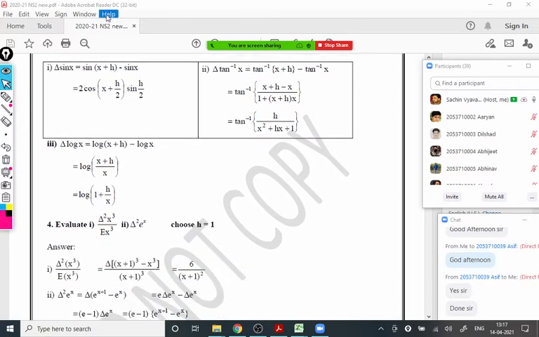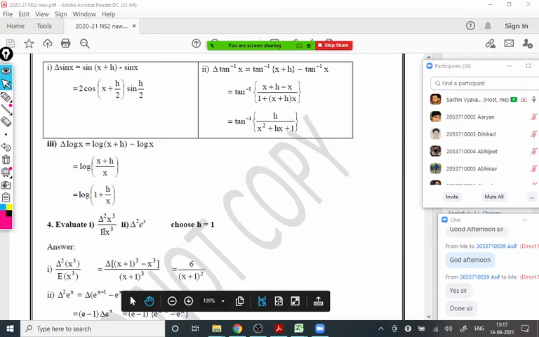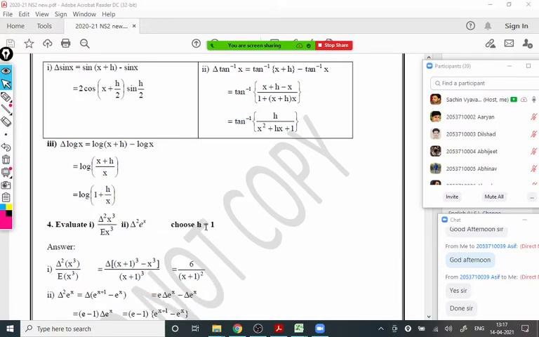So these are the few questions which are asked. Here a few more questions are there, which are solved ones, where you have to solve by taking h equal to 1. So when h is 1, what is delta f(x)? Yes, anyone? Suppose h is 1. So what should you write for delta f(x) there?